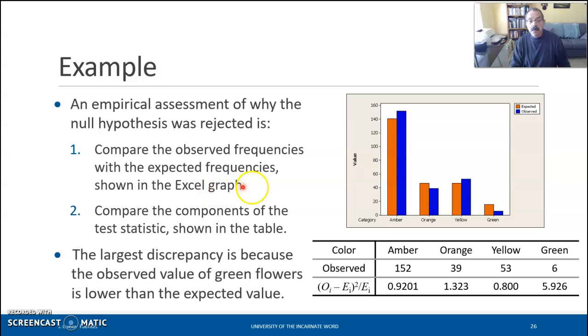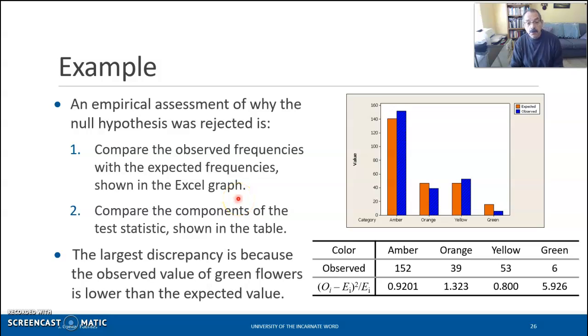All right, so again, I'm not going to ask you to do this, but this is the natural sequence from this type of test to investigate what discrepancy is causing the null hypothesis to be rejected. And of course, knowing this will help the geneticist to evaluate how he did his crossing of the plants. All right, so we'll stop here.